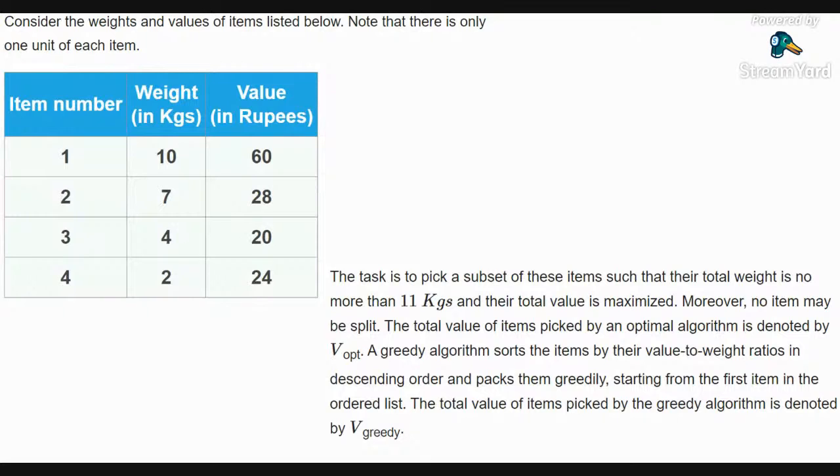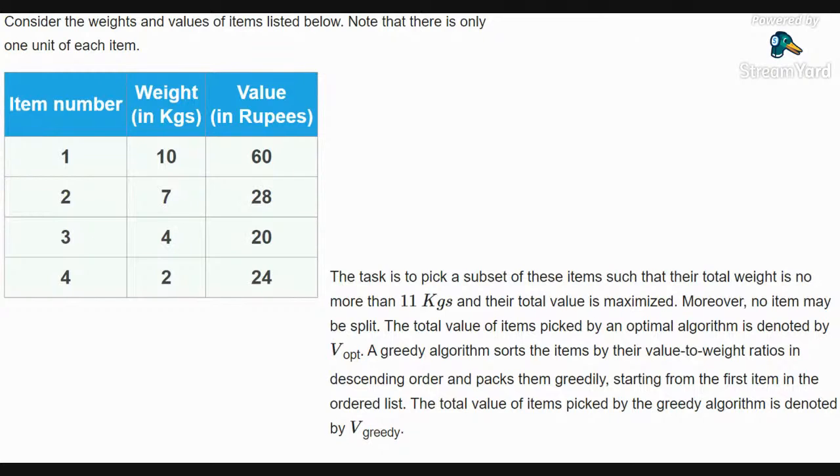So our aim is to maximize the values. This is weight and this is value. Moreover, no item may be split. See, this is very important. So what does it mean? If an item is not split, then it is not a fractional knapsack. It is a binary knapsack problem. It means if you are including this, then you should include it completely. Otherwise, you cannot include this.